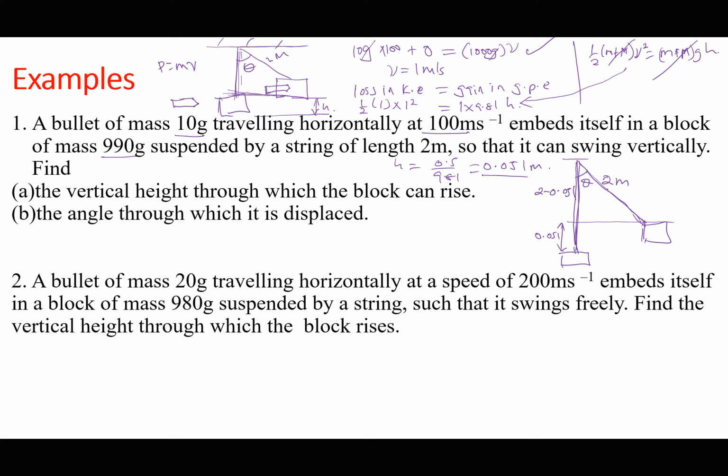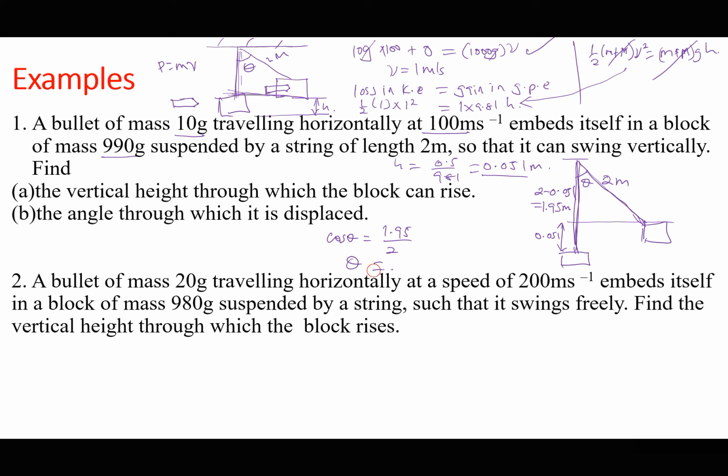The angle here is theta. So I want to find the adjacent, 2 minus 0.051. This is 1.95 meters, or 1.949 meters anyway. So adjacent over hypotenuse, that is cos. So I have that cos theta is equal to 1.95 divided by 2.